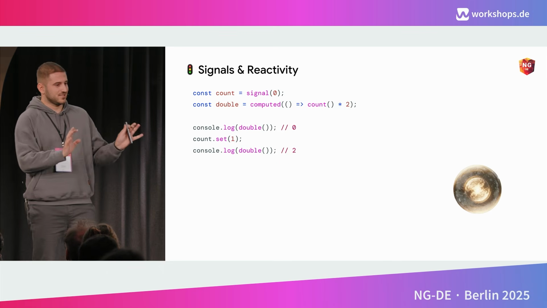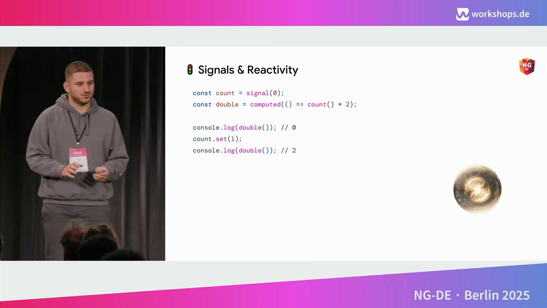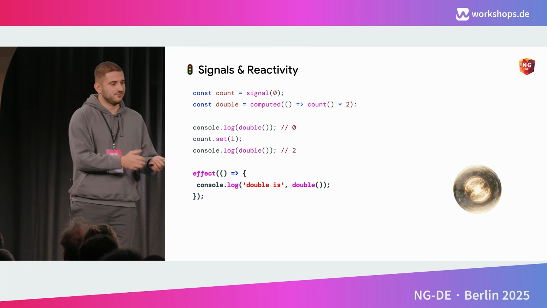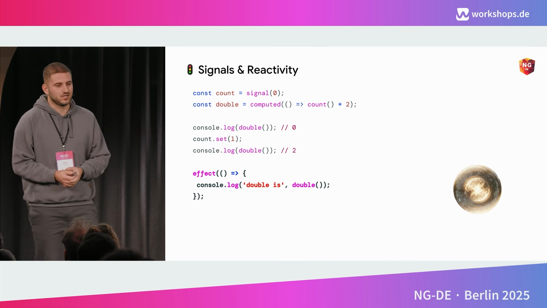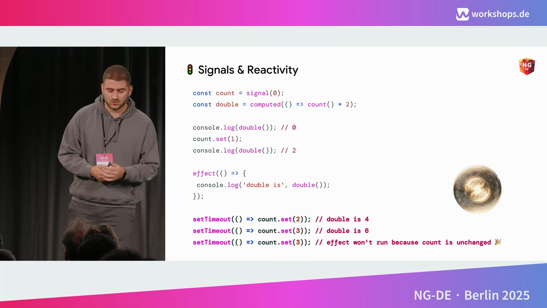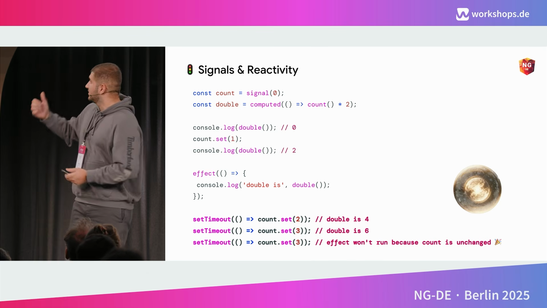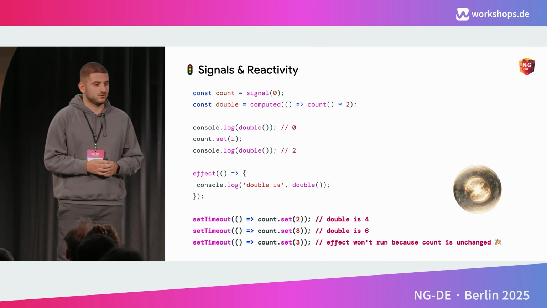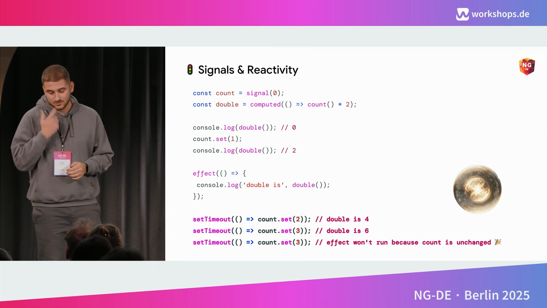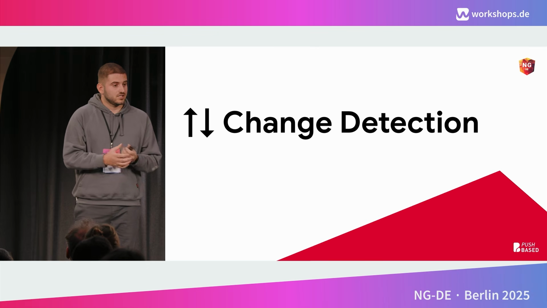So we have signals. We can create them. We can derive them using computed. And of course, using the effect, we know that when they change, something will be executed. And of course, we can update them in, let's say, the macro task queue. Otherwise, they will just be coalesced into one update.